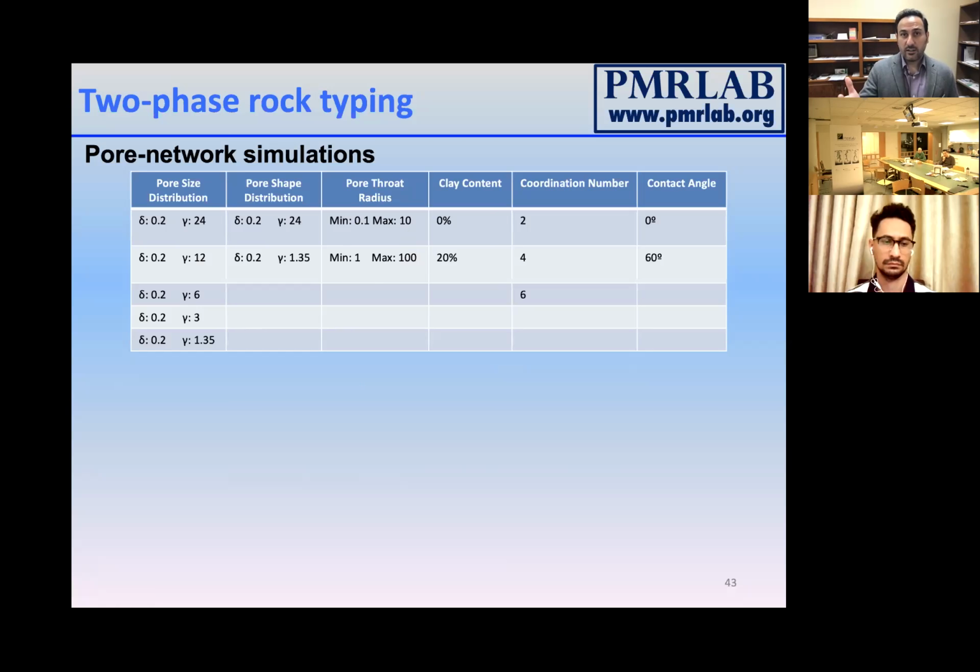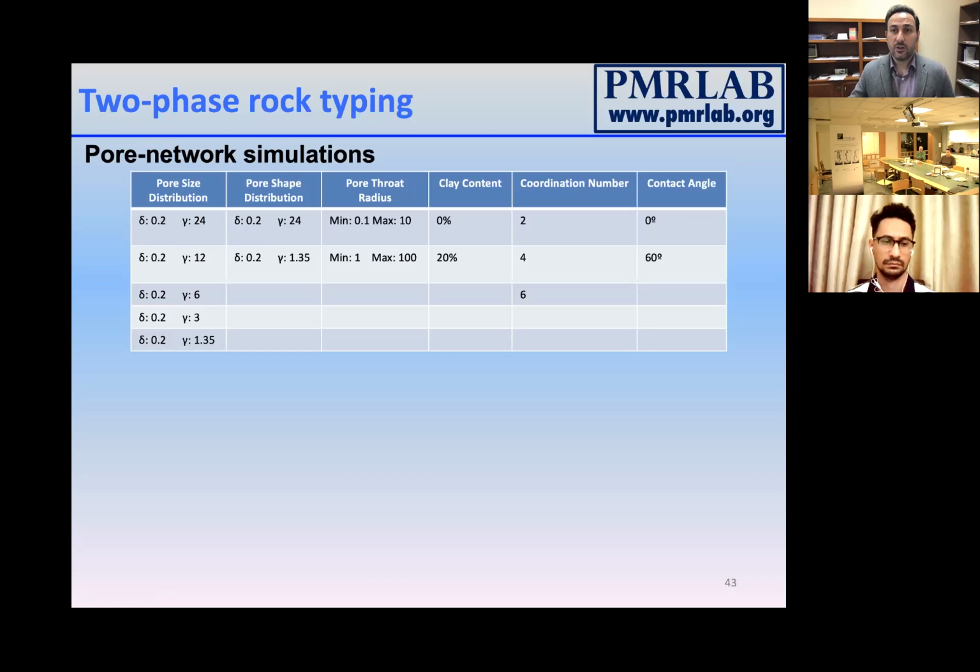For clay content, which is in charge of critical water saturation control, we use 2 different values. We use 3 different values for coordination numbers: 2, 4, 6. And you probably know that in most rocks, the average coordination number is around 4. We also wanted to include the effect of contact angle and wettability properties.